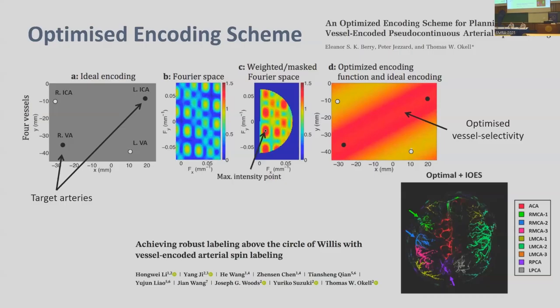For example, these target arteries are both in the labeled condition, and these two white non-target arteries are in control conditions. So this method was recently updated, then applied to ASL angiography above the circle of Willis with even more complex geometry. It showed robustness and successfully produced vessel selective angiography like this.